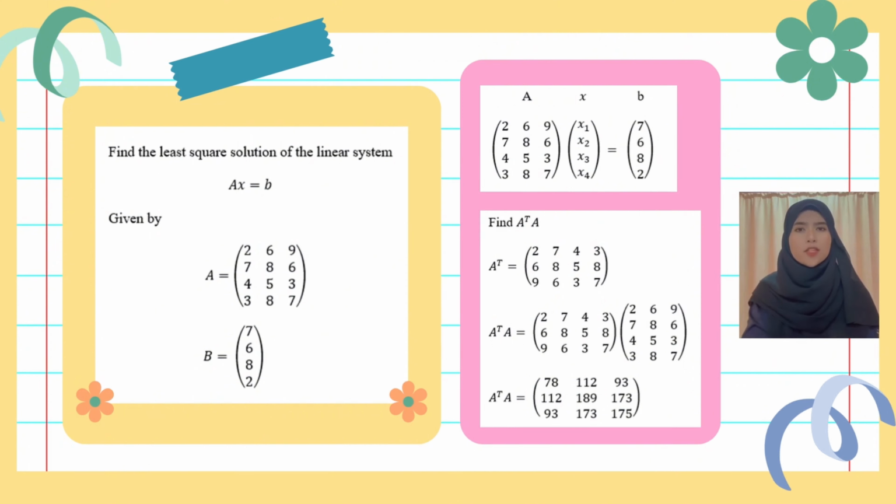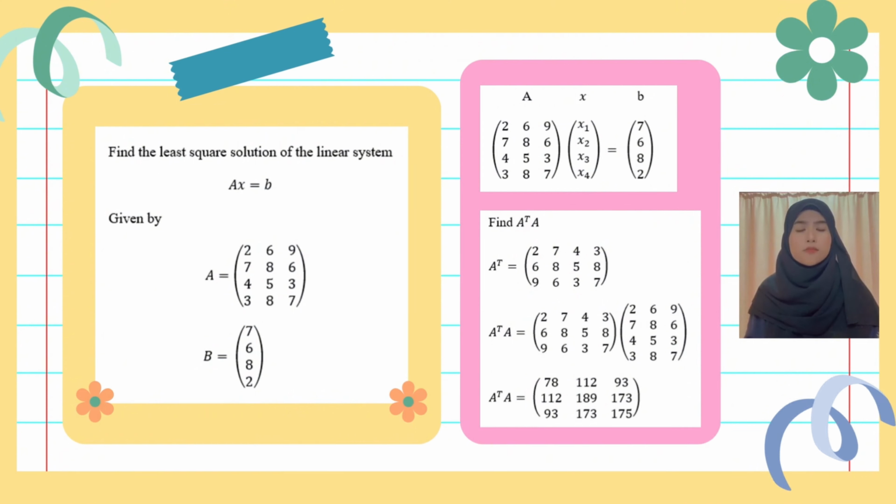So today I will explain this question. Find the least square solution of the linear system AX equal to B given by matrix A 269, 786, 453 and 387. Then for matrix B 7682. Let's go ahead. Just find A transpose times A.